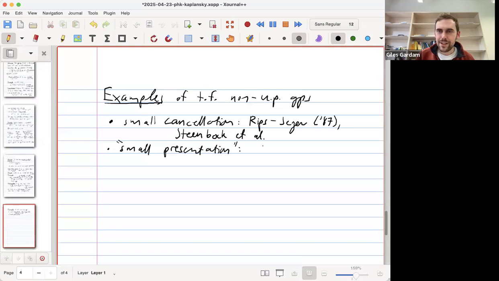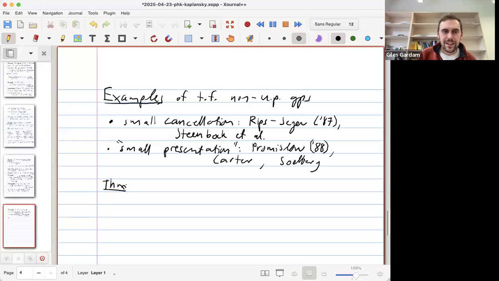So shortly after Rips and Segev gave their example, Promislov showed that there's actually a very nice example of a virtually abelian group that doesn't have the unique product property. And then this was generalized into a family of groups by Carter, and Lindsay Solberg in her master's thesis studied very small finite sets that falsify this property, and in particular gave a very nice example of a virtually nilpotent group where you have 2 8-element sets that don't have a unique product.